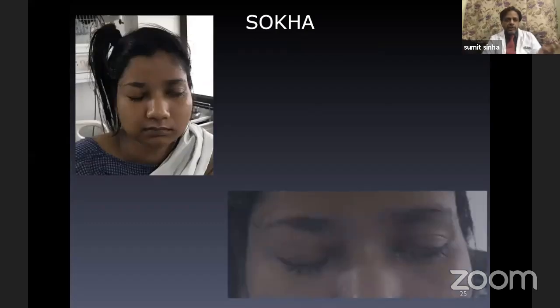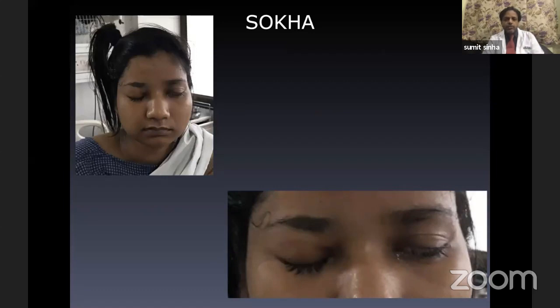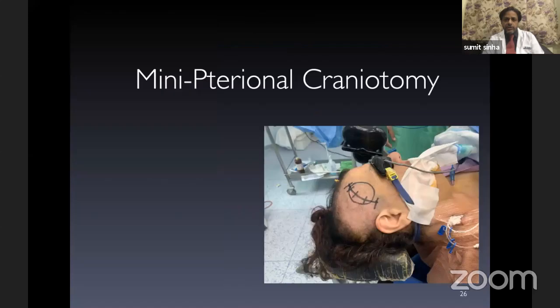And this was the immediate post-op. You see the wonderful cosmetic result. This was a young lady who was about to be married. About one month later, she was very worried about her surgery, that too a brain surgery. And this was a fantastic cosmetic result.